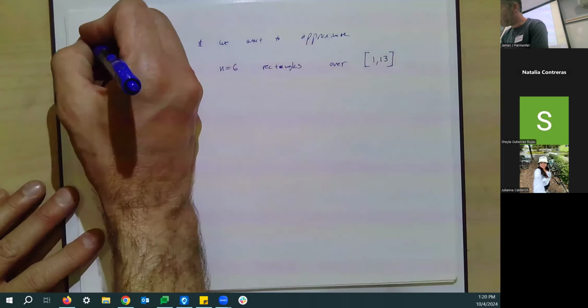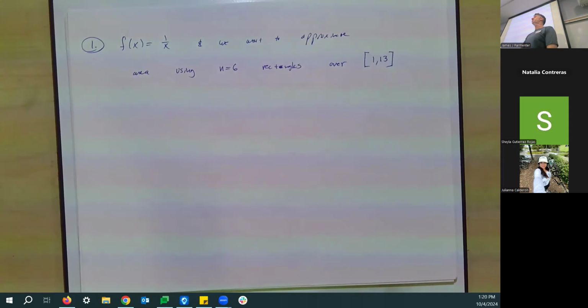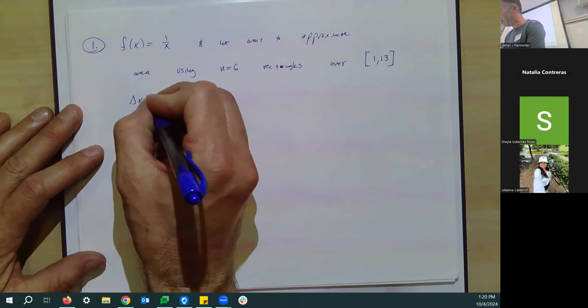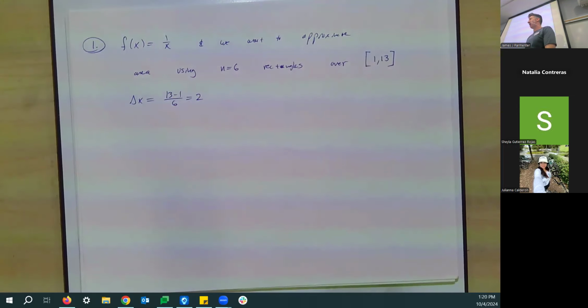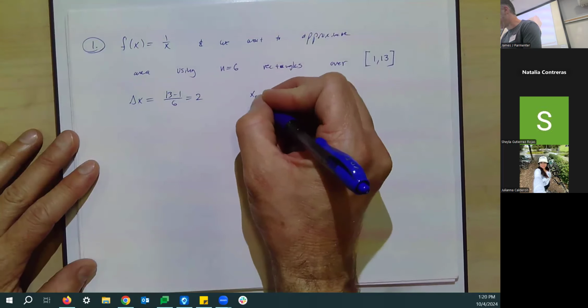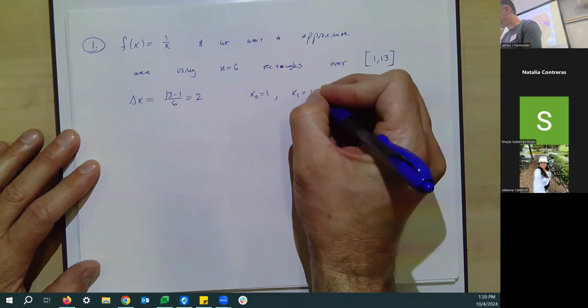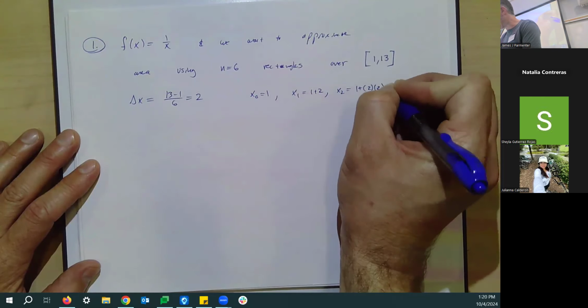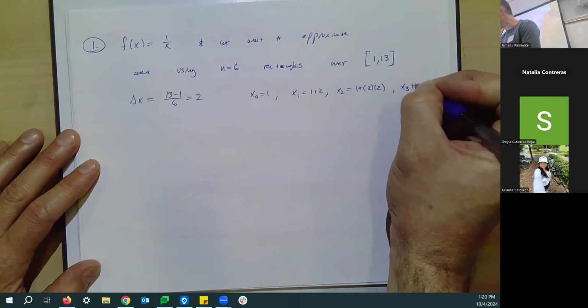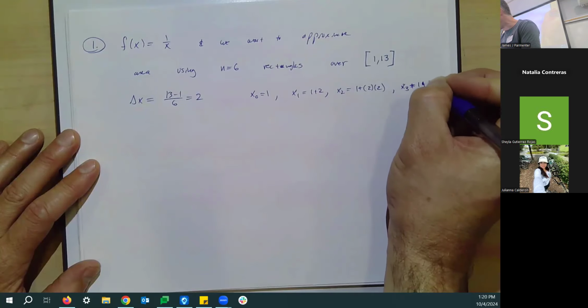Even though we just talked about that nice formula, I don't really use that formula when I do this. If I actually have to do this, I really just want to draw a picture and find the midpoints that way. So I could find my delta x equal to 13 minus 1 over 6, which is 2. And then I could find all my x sub i's, right? My x sub 0 would be 1. My x sub 1 would be 1 plus 2. My x sub 2 would be 1 plus 2 times 2. My x sub 3 would be 1 plus 2 times 3. But this is kind of annoying to write all out.